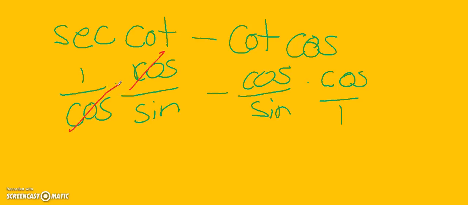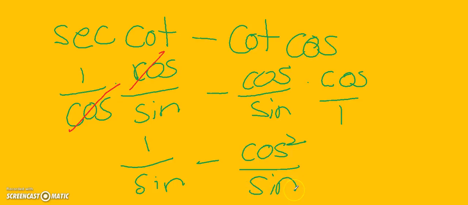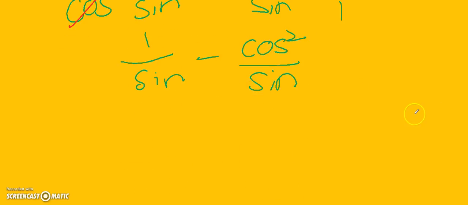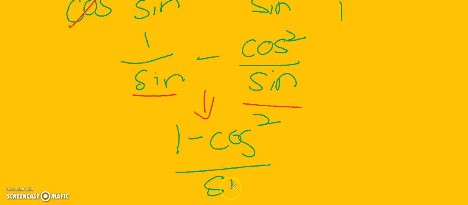Okay. And this becomes 1 over sine minus, we multiply straight across, so we get cosine squared over sine. Okay, so now we have like denominators. These are both sine. So now you can just say 1 minus cosine squared over sine.